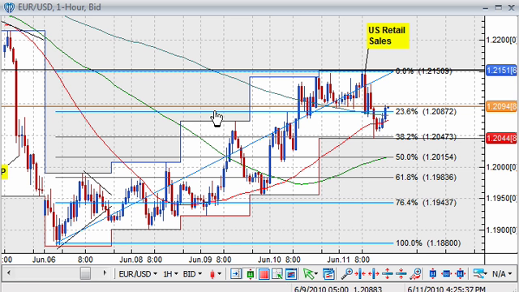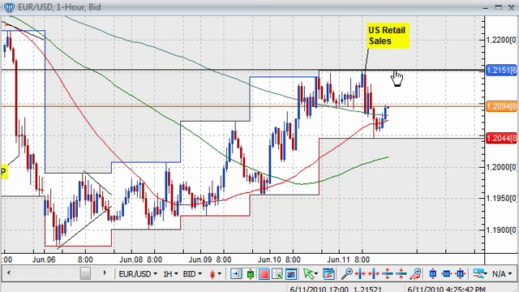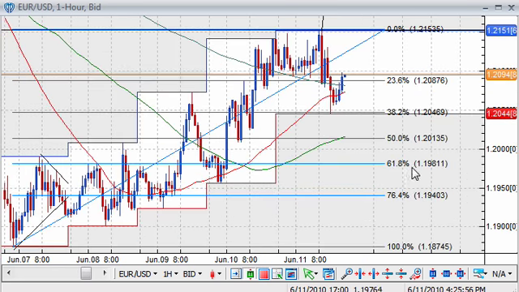So far, shallow correction to our rally, and when we come back from the weekend, we have our important resistance level set up at 1.2150. And on the downside, we could look to test this 100 period moving average, which would correspond somewhere near the 50% retracement level of our full upswing.